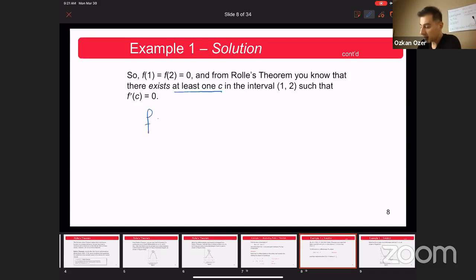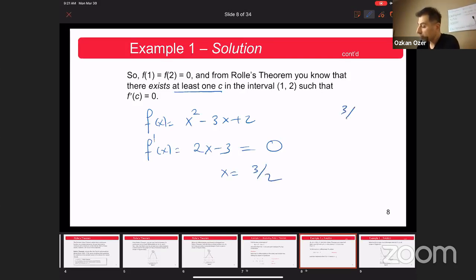First off, f of x equals x squared minus 3x plus 2, okay? And I'm going to look at f prime, which is 2x minus 3. I'm going to set it to 0 and solve for x, and that's going to be 3/2. And 3/2 is in between 1 and 2, which was guaranteed to exist by Rolle's theorem. So once you know it exists, you can go ahead and find that c number. So this is your c in Rolle's theorem, right?